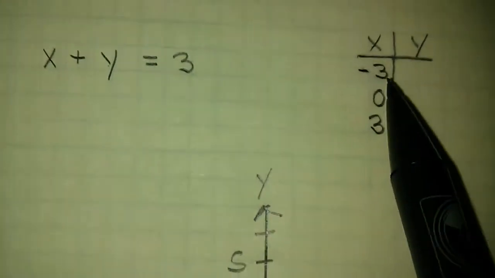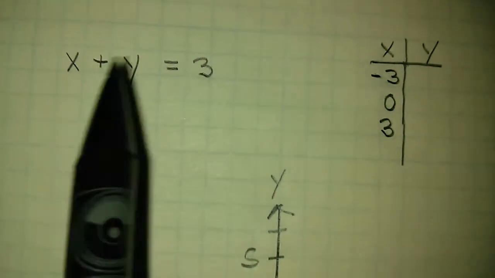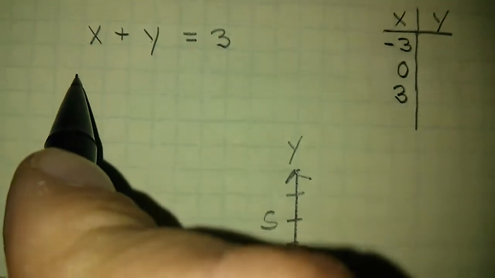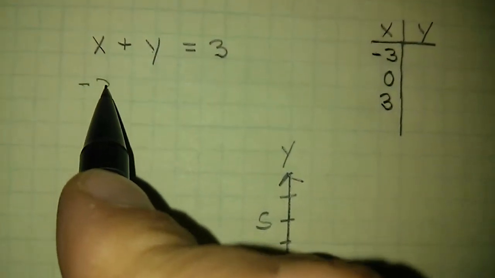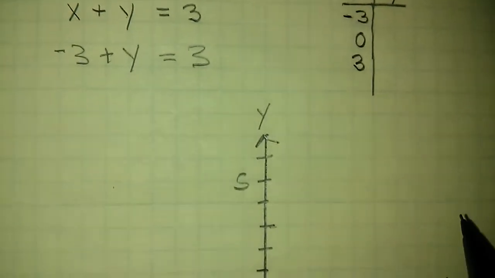Okay, so what do we do? We plug in these values that we have for x. So I'm going to plug a -3 in for x here, and I'm going to figure out what y is. So let's plug in a -3. So we go -3 plus y equals 3.